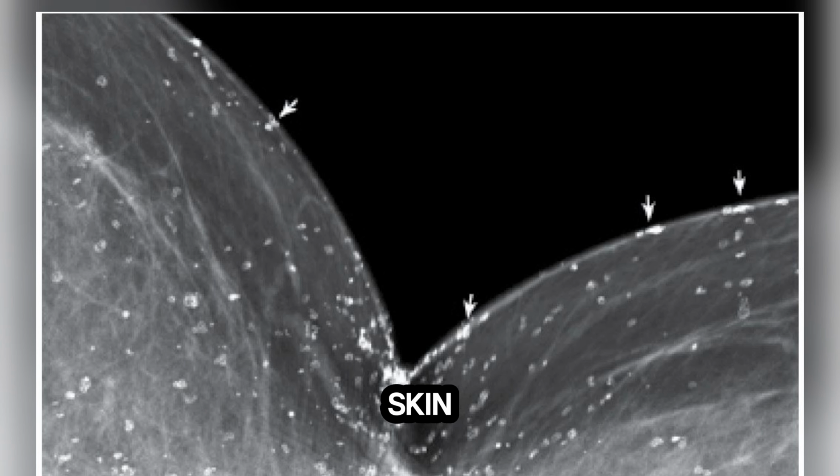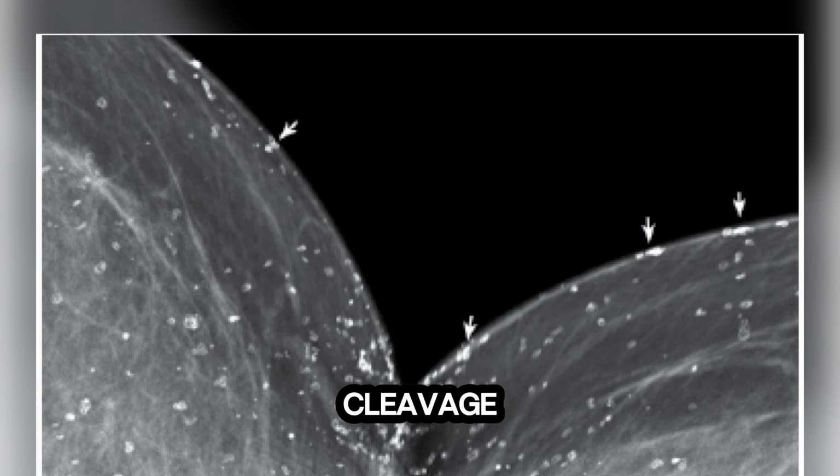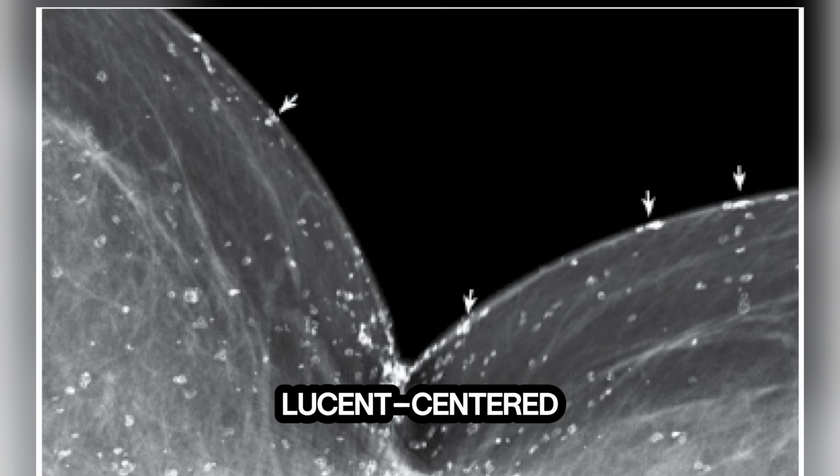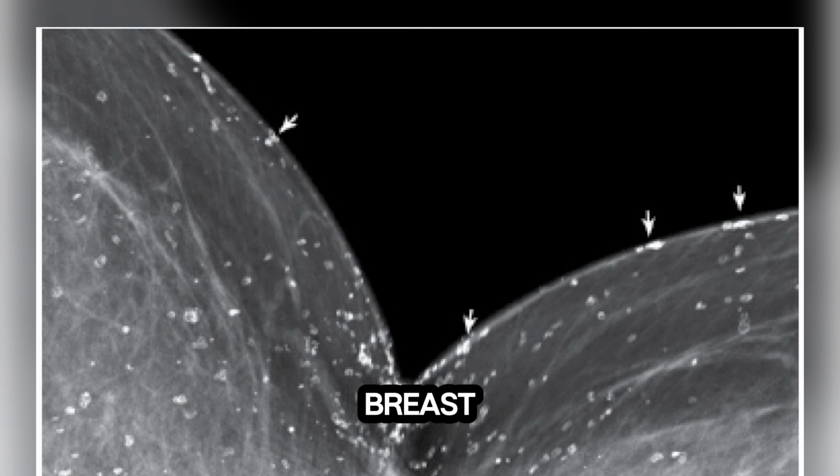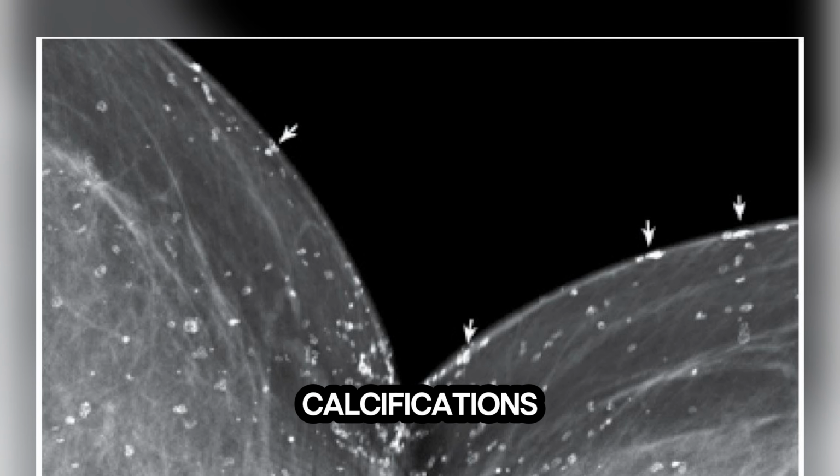Another example of skin calcifications, here seen on cleavage view. Many round and oval lucent-centered calcifications are noted posteromedial, seemingly in the breast, with typical skin benign calcifications.